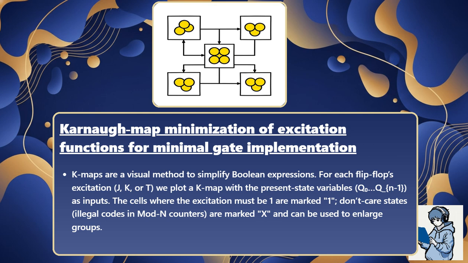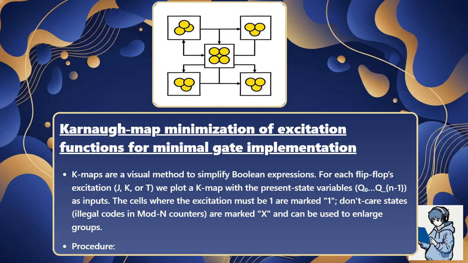Karnaugh map minimization of excitation functions for minimal gate implementation. K-maps are a visual method to simplify Boolean expressions. For each flip-flop's excitation J, K, or T, we plot a K-map with the present state variables q sub 0 through q sub n-1 as inputs. The cells where the excitation must be 1 are marked 1. Don't care states, illegal codes in mod N counters, are marked X and can be used to enlarge groups.